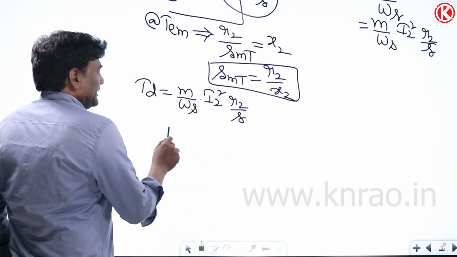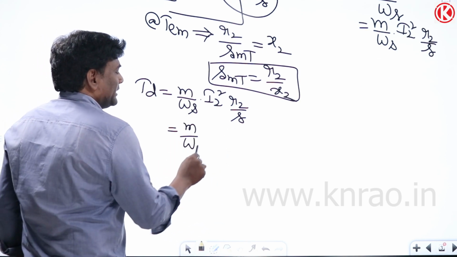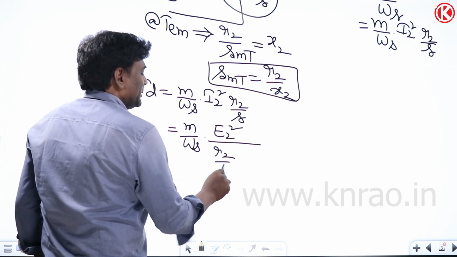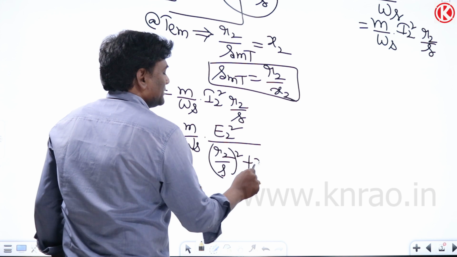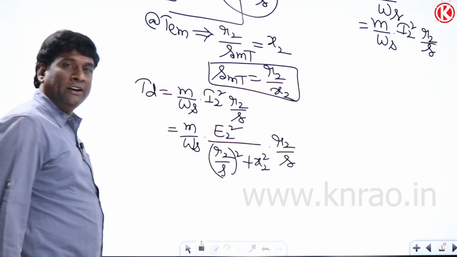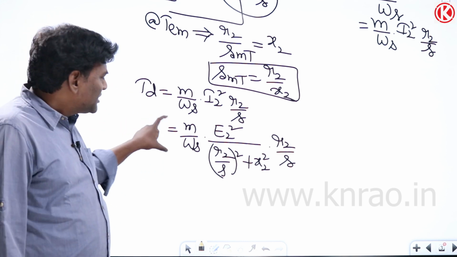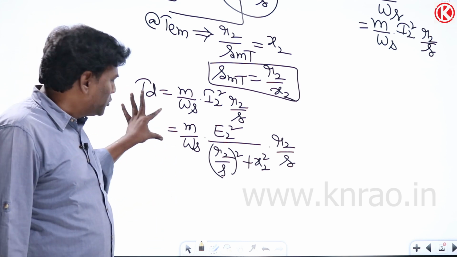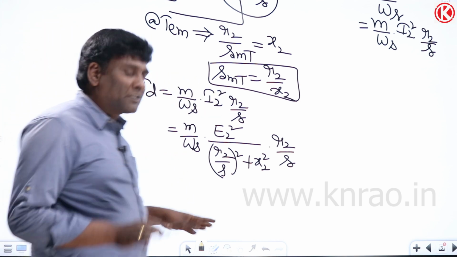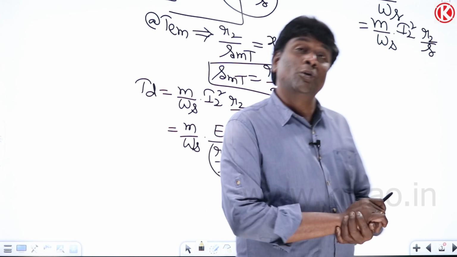Now let us write this as M by omega S into E2 square divided by (R2 by S) square plus X2 square into R2 by S. Okay, this is going to be the torque equation. We are just going to remember this. Frankly speaking, we are not going to remember even this; we are going to remember this small thing. Okay, this is normal torque. Now let us calculate pull out torque.